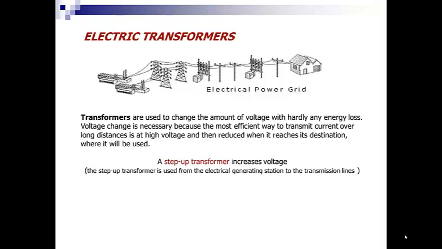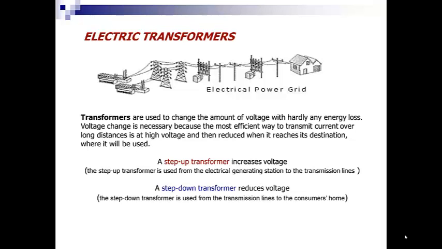A step-up transformer increases voltage. The step-up transformer is used from the electrical generating station to the transmission lines. A step-down transformer reduces voltage. The step-down transformer is used from the transmission lines to the consumers' homes.